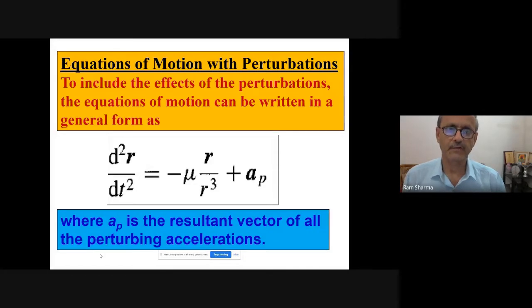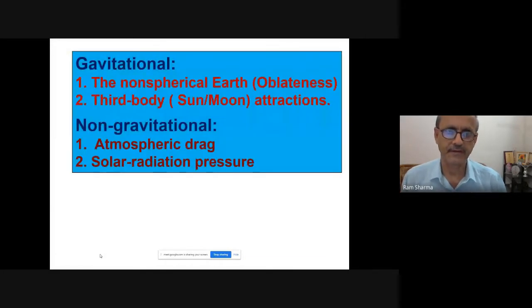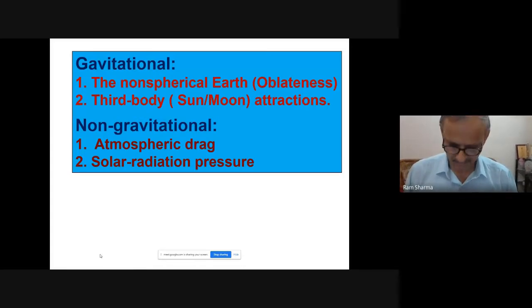So we have two kinds of forces, gravitational and non-gravitational. These are the 4 important forces which act on a satellite. Non-spherical Earth, oblateness, third body, the Earth and Moon, Sun and Moon attraction, and non-gravitational are atmospheric drag and solar radiation pressure. These are the important ones. There are a few more, but these are the most important ones which act on an Earth satellite.